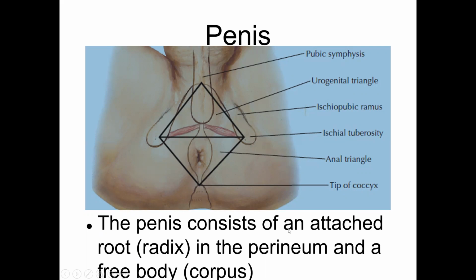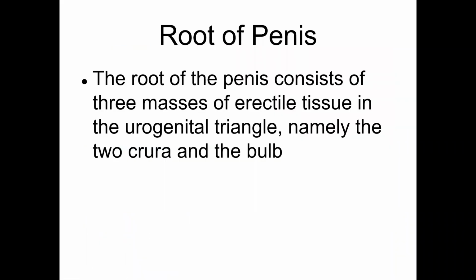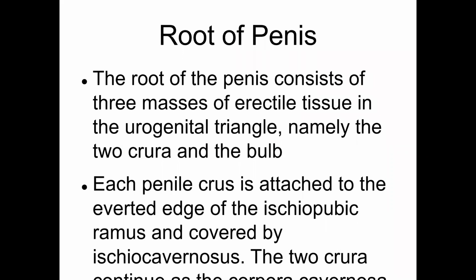So, penis consists of an attached radix which is attached to the perineum and a free body corpus. The root of the penis consists of 3 masses of erectile tissue in the urogenital triangle, left and right crura and the bulb. Each penile crus is attached to the everted edge of the ischiopubic ramus covered by ischiocavernosus. The 2 crura continue as corpora cavernosa. The bulb of the penis is covered by bulbospongiosus, which then continues as corpus spongiosum.